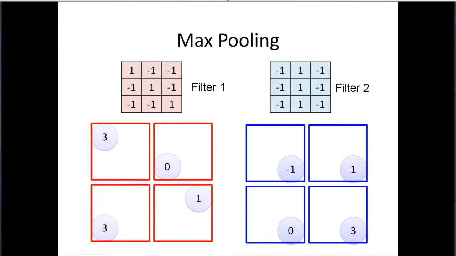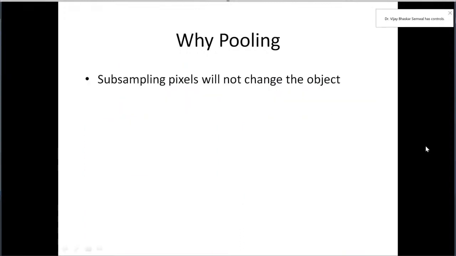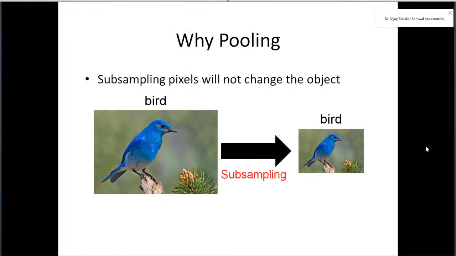Okay, feature map. Initially, I had an image of 6 cross 6. By applying a 3 cross 3 filter, I obtained an image of 4 cross 4. Again, I applied the downsampling using max pooling. I got a feature map of 2 cross 2. So effectively, I have reduced the image size, and still I can infer the quality because I'm not losing those features. It is lossy compression, like a JPG image or video you are compressing. So this is what pooling is.